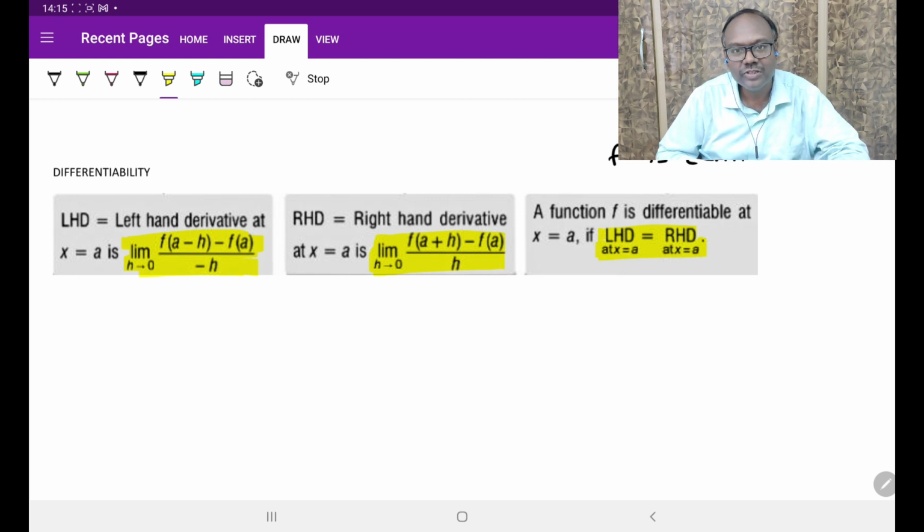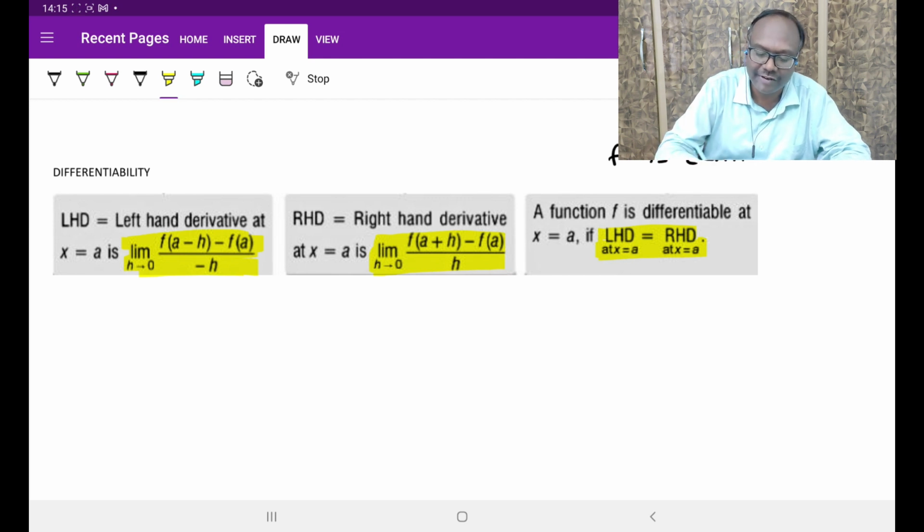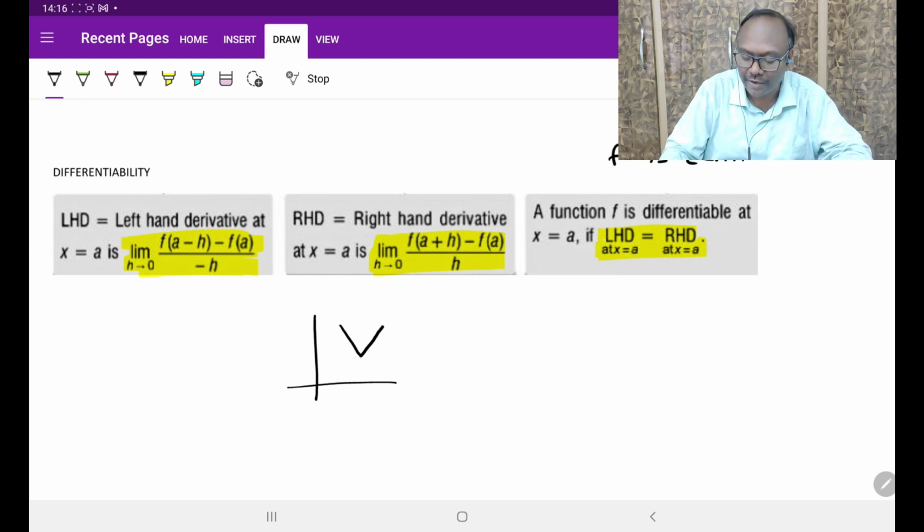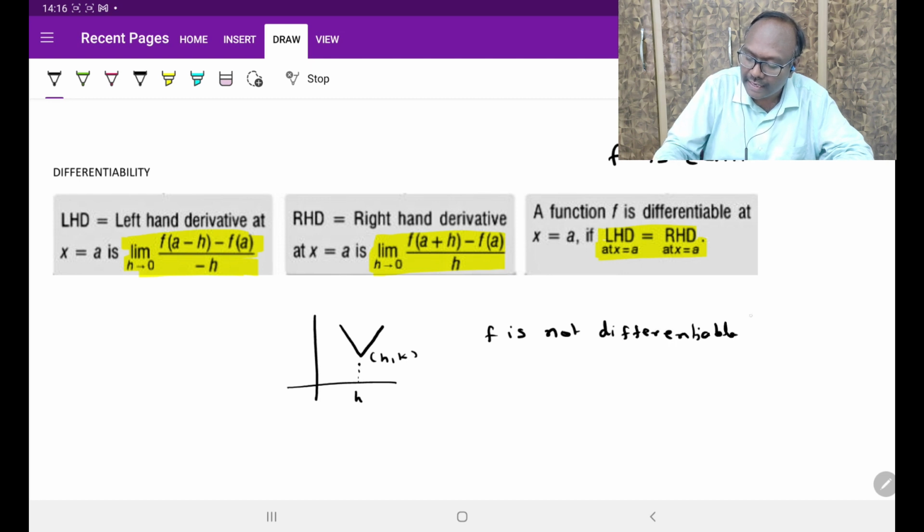Now one may wonder how to check graphically. Suppose you know the graph of the function. So where do you find the function is not differentiable? Wherever you could see that the graph has a sharp corner, then you say that the function is not differentiable at that particular point. So here suppose this point has coordinates h comma k, then this function f is not differentiable at x equal to h.